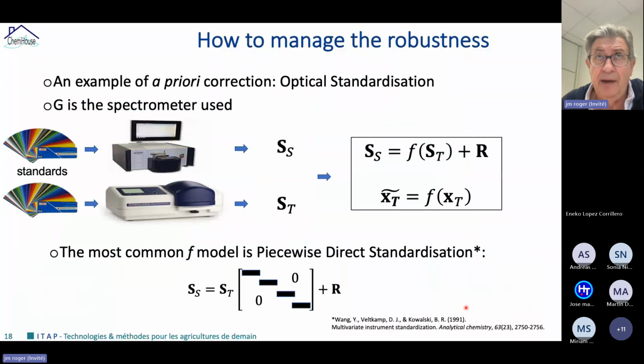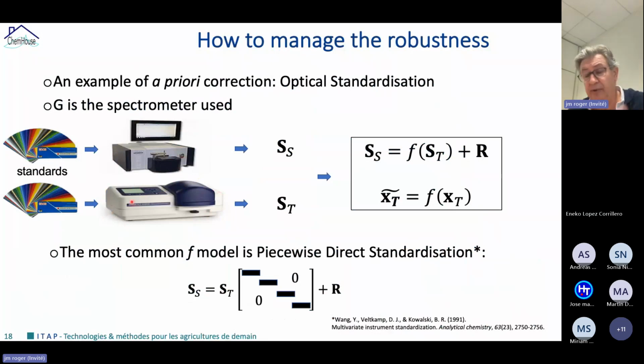So first of all, a priori correction, an example, optical standardization, it is very, very used in spectrometry, and it is very old. These are very old methods. For example, you have the piecewise direct standardization here, okay? You measure standard objects. That means that you have the same objects which are measured on one spectrometer and on the other one, the source and the target spectrometer.